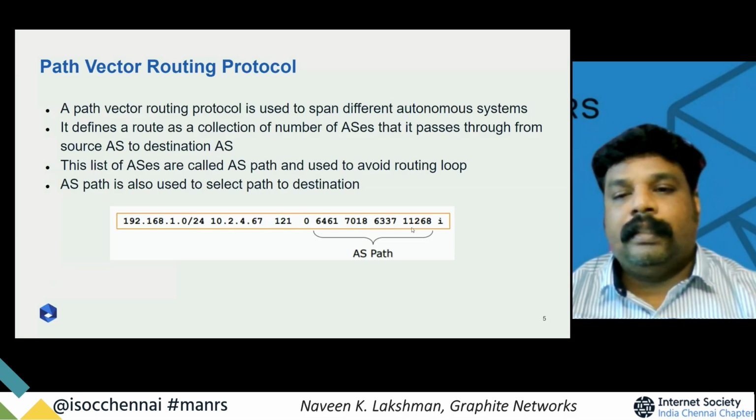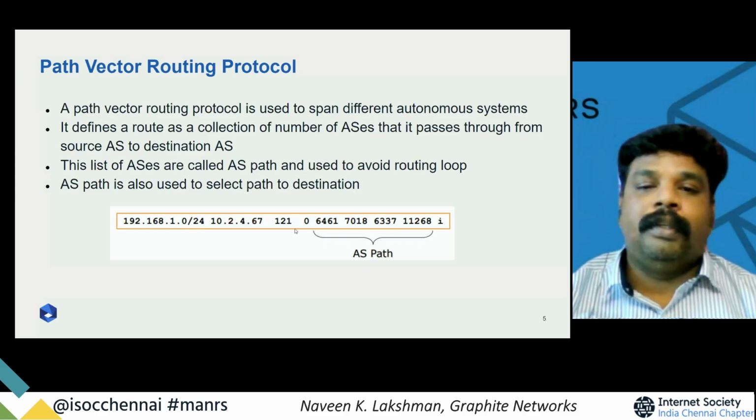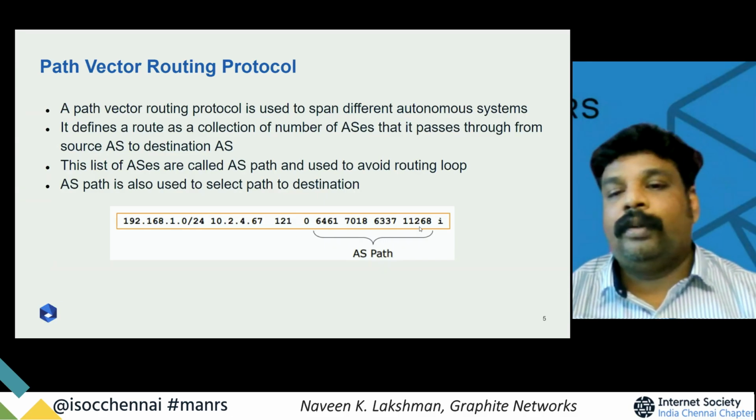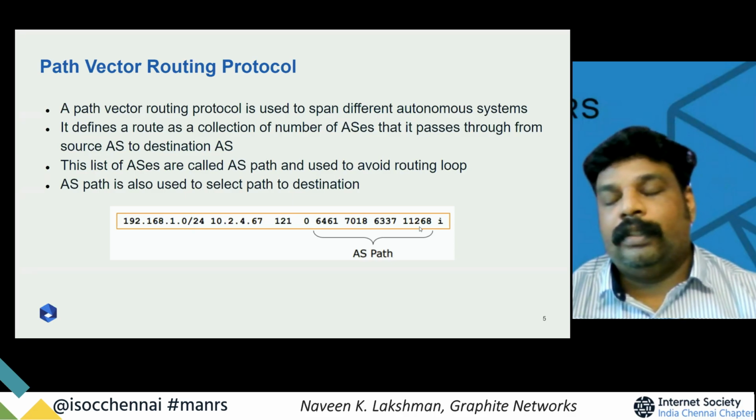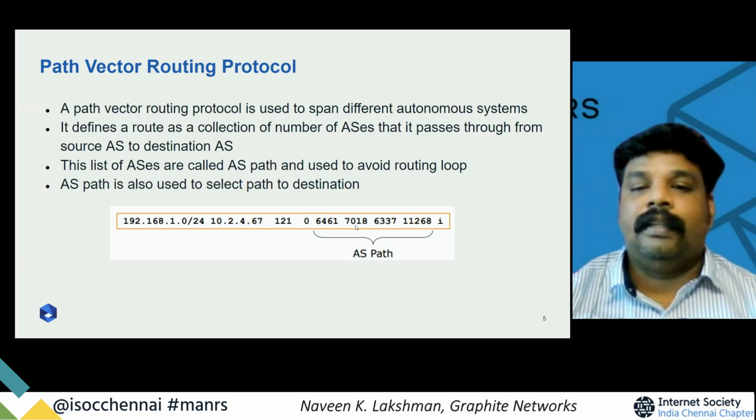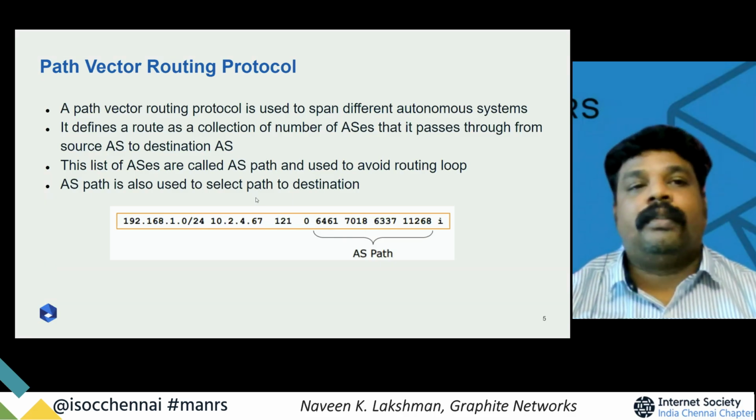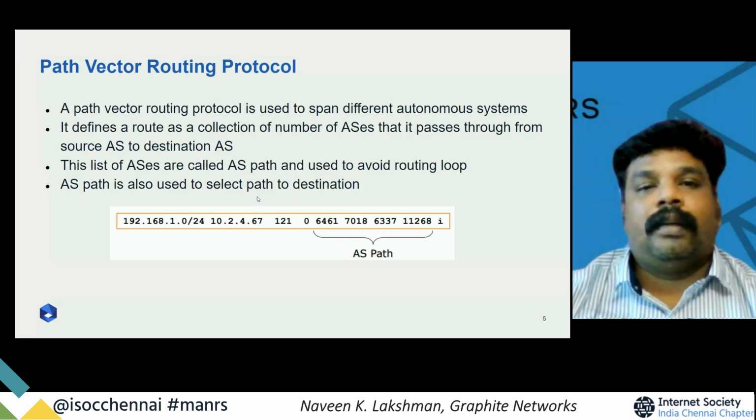These are the list of ASs, or the BGP AS numbers in simple terms, that a route traverses to reach a particular destination. So this is the originating AS 112.68, and it traverses to 6337, 7018, and 6461. That's how it goes out. That is the reason BGP is called a path vector routing protocol.